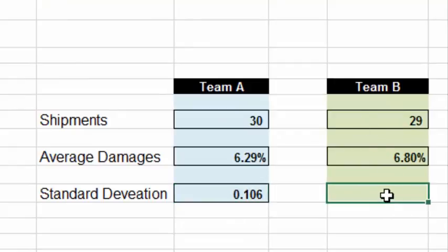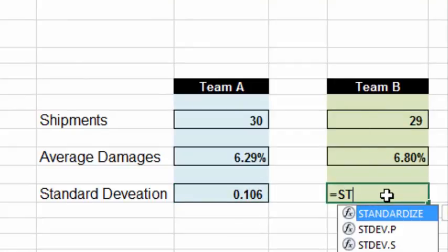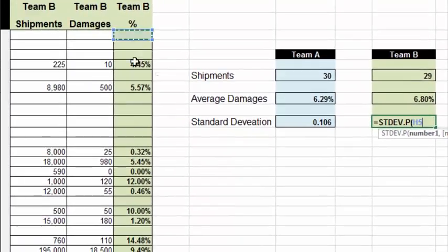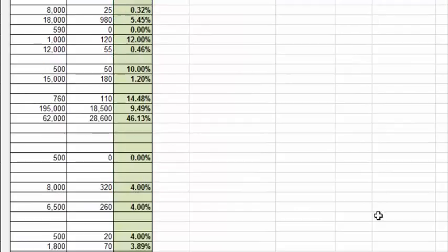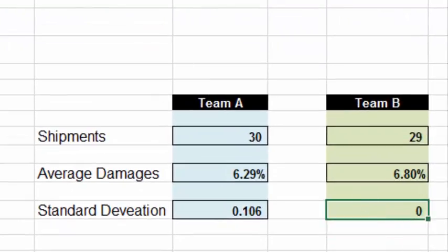Now let's do the standard deviation for Team B as well. Let's do .P. Highlight it, and let's take a look. Let's make it 2 decimals again. So take a look at this. Here's how you interpret it.